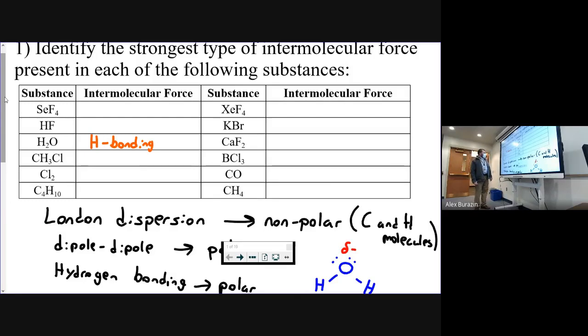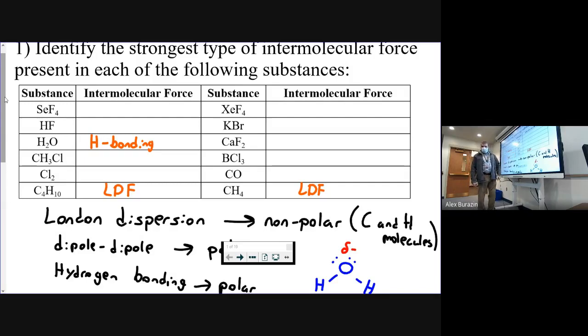Something else that's a low-hanging fruit. Let's see. C4H10. What kind of intermolecular force would this have? London dispersion forces. Nonpolar. CH4. London dispersion. Again, if you see anything with a formula of carbon and hydrogen, nothing else, it's only going to be nonpolar. It's going to be London dispersion. What else could we pick out?